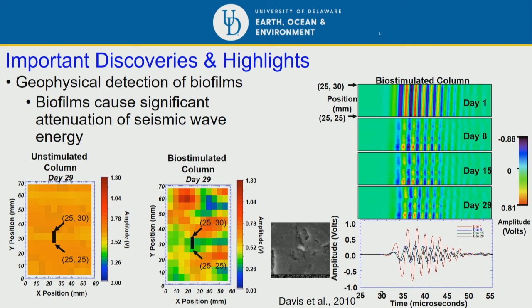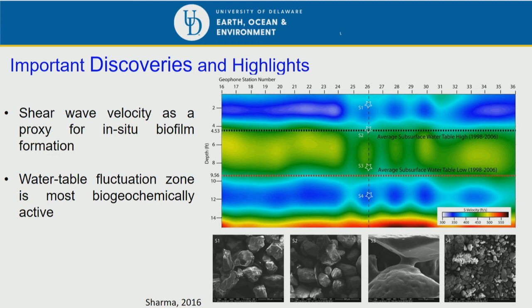And so people would typically ask, what about in the field? Can you really upscale these observations to the field? And we say yes. Here's an example from a landfill site, landfill leachate, and we're looking at a shear wave velocity image in the subsurface. Here's horizontal distance, and this is depth. Right here within the water table fluctuation zone, which happens to be the most biogeochemically active region within the subsurface in this example, we see that the presence of biofilms actually causes an increase in the shear wave velocity.